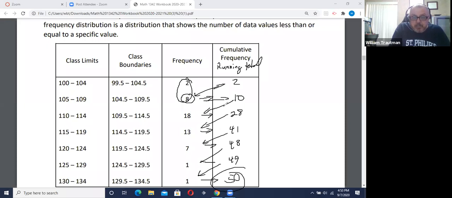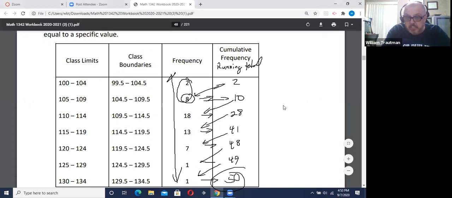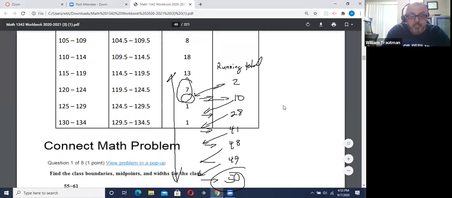So do you see the frequency just says in each category, in each limit? The cumulative frequency is a running total as we're going down. We're adding them up as we go down. So that's the difference between frequency and cumulative frequency. Cumulative frequency is a running total.